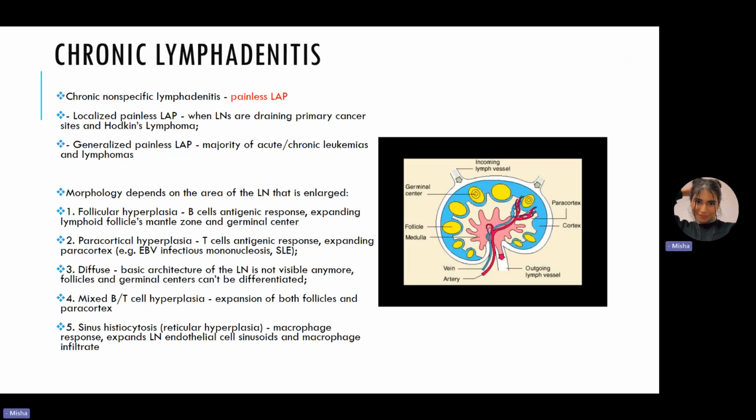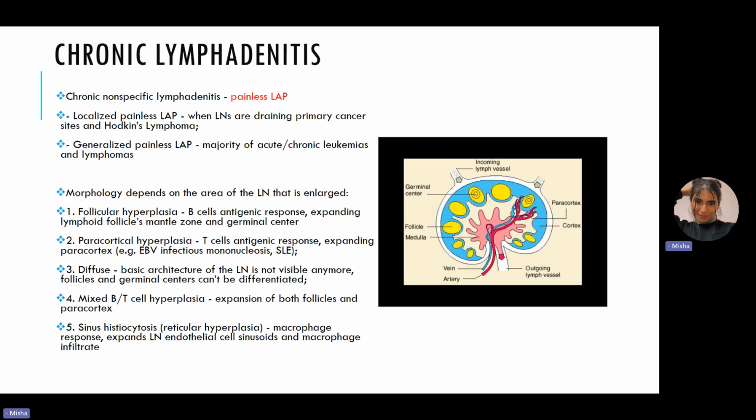Localized painless lymphadenopathy is when the lymph nodes are draining primary cancers. For example, in breast cancer, we know that the axillary lymph nodes are the ones draining it. And for example, in the case of Hodgkin's lymphoma, we can see this. Or in the case of generalized painless lymphadenopathy, we can see the majority of the acute and chronic leukemias, and lymphomas can be talked about. But do remember that when we're talking about the acute and chronic leukemias, here we cannot talk about HCL. Okay, so we don't talk about HCL in the case of generalized painless lymphadenopathy.